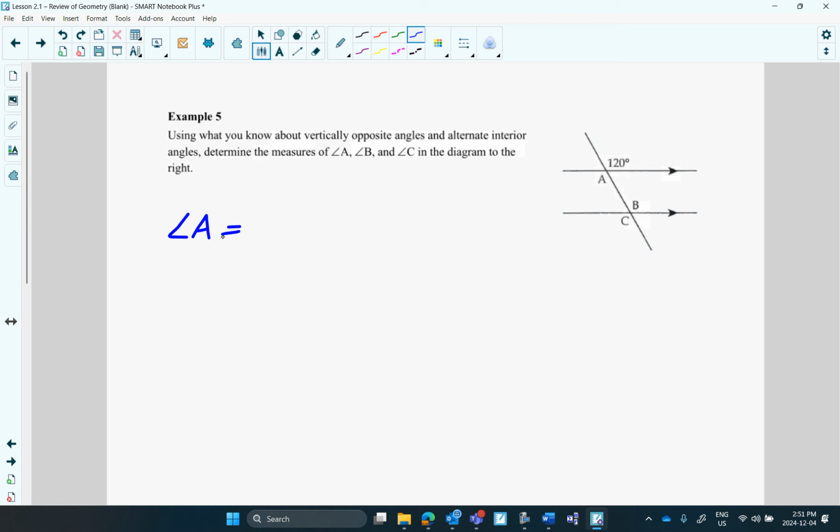Well, look at your diagram. Look at the angle that you're given. You're given that 120 degrees on the top right, correct? They're opposite each other. So therefore, what's A? 120. Because it's an opposite angle to the 120 that you're given.